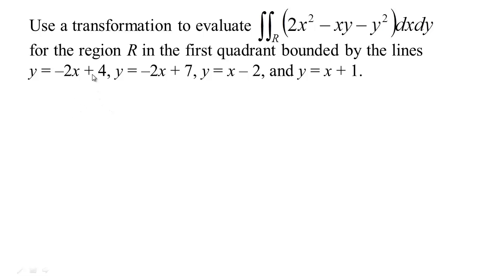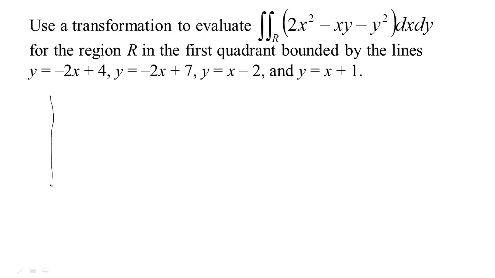So if we look at this integral, of course the devil's always in the details of what the bounds of the region are, right? Because if the bounds of this region are complicated, then it's going to be a lot of work. So let's just look at the region that we're talking about. We've got basically two pairs of parallel lines. The first one is y equals negative 2x plus 4 and y equals negative 2x plus 7. That's our first pair. You can see both lines have the same slope, they just have different intercepts.